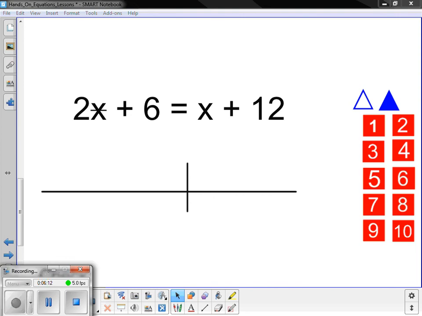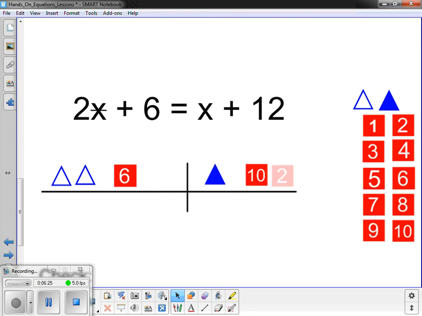That 12 was supposed to be on the other end. So I've got 2 star plus 6 equals x plus 12. Okay, so using the same blocks you got: 2 star plus 6 equals x plus 12.